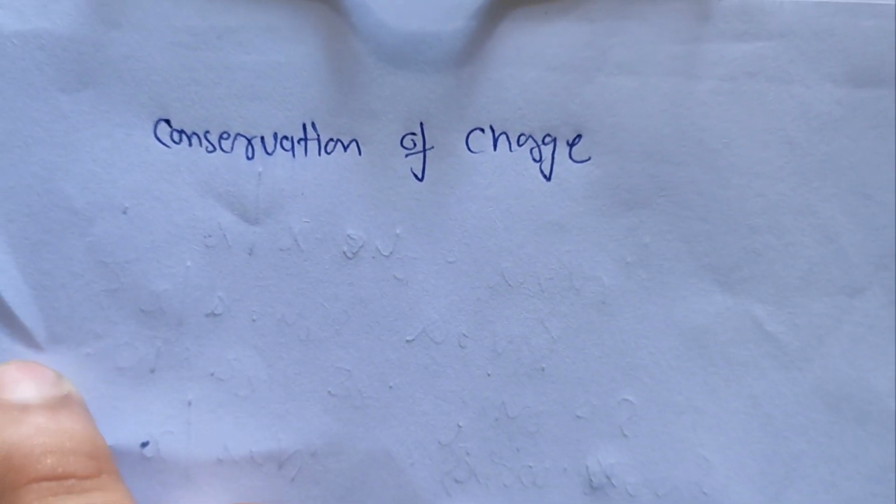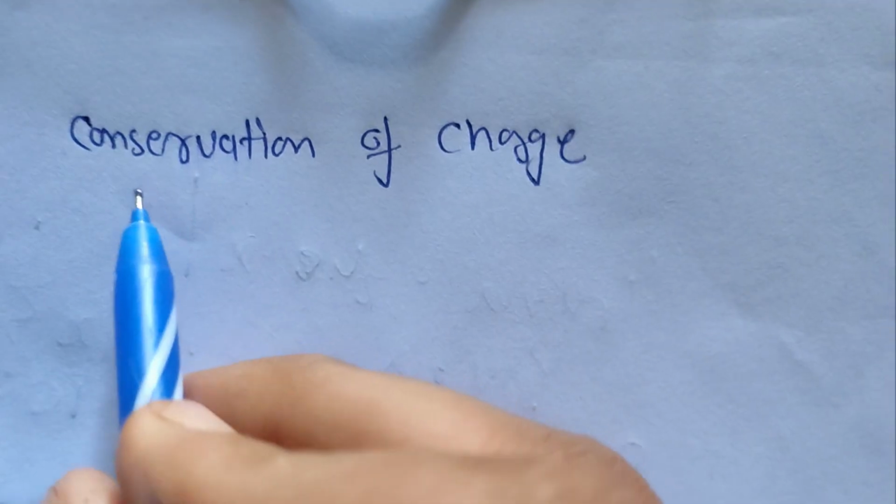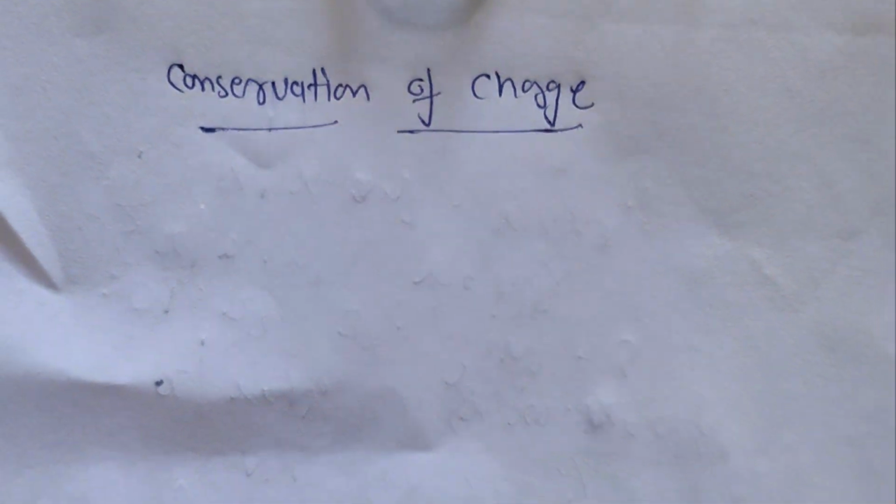Conservation of charge, basically electromagnetism. It was a very interesting topic. As you read in the previous classes, conservation of charge means charge is neither created nor destroyed, and in an isolated system it remains the same. So basically the conservation of charge is that, but we can understand it in a different way.